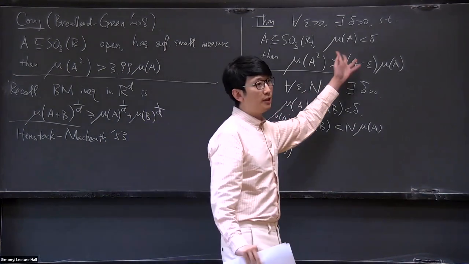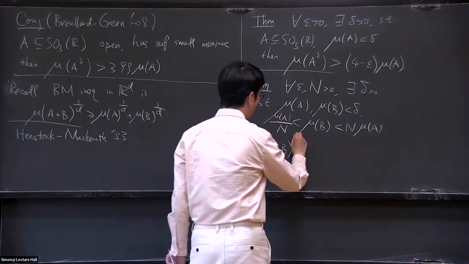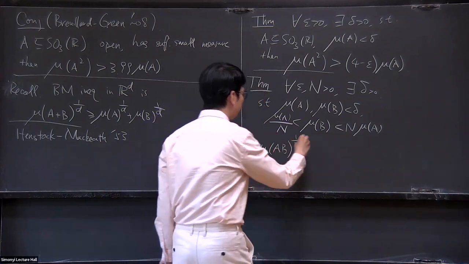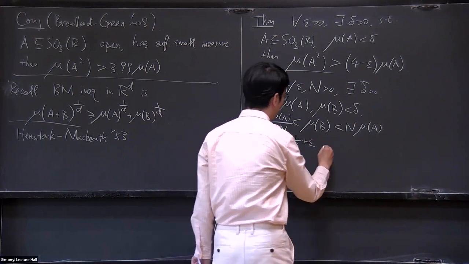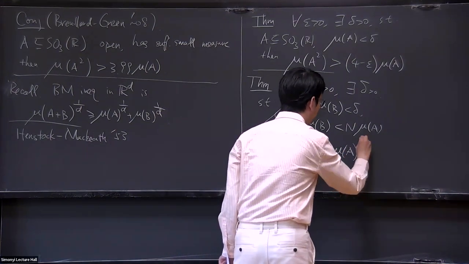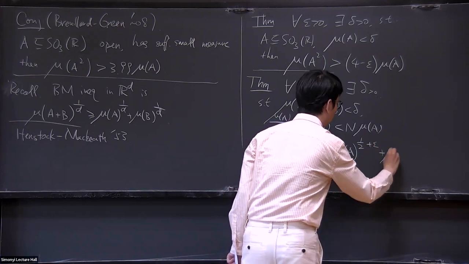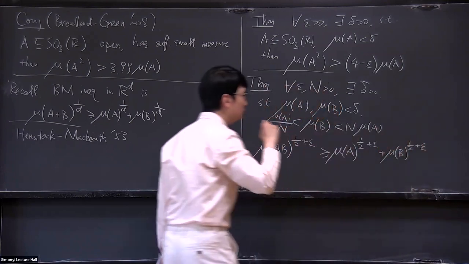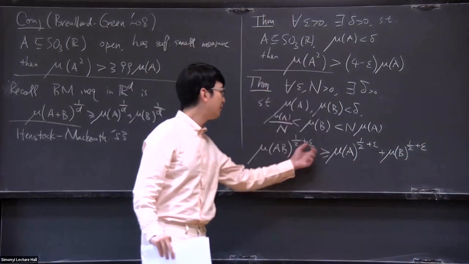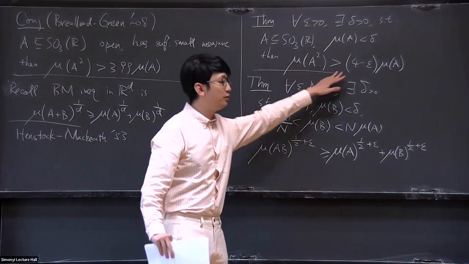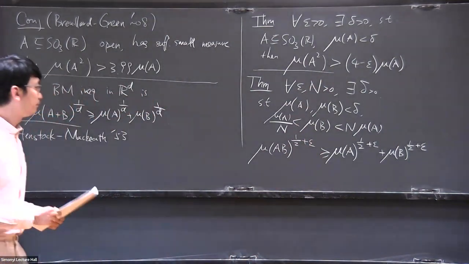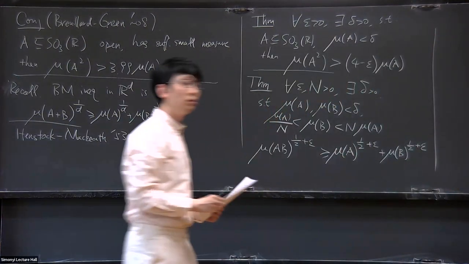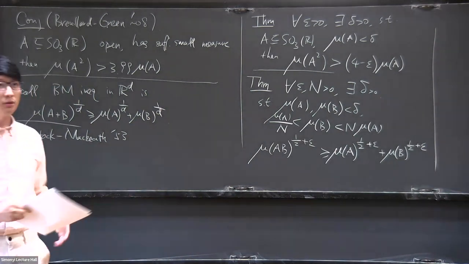So 4 corresponds to 1/2, right? In two dimensions. But we have something larger. So 1/2 plus epsilon, or 1/2 minus something, corresponds to this 4 minus something. Okay. Any question about the statement?